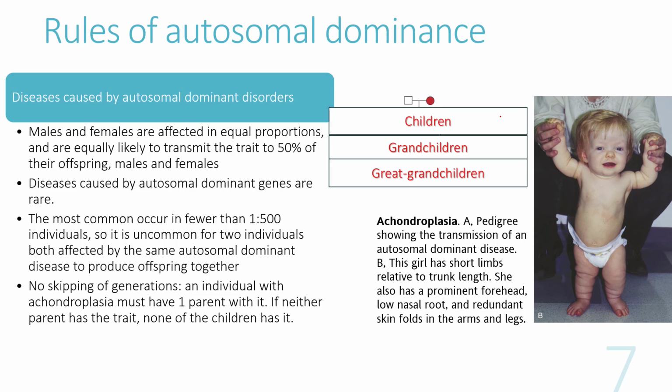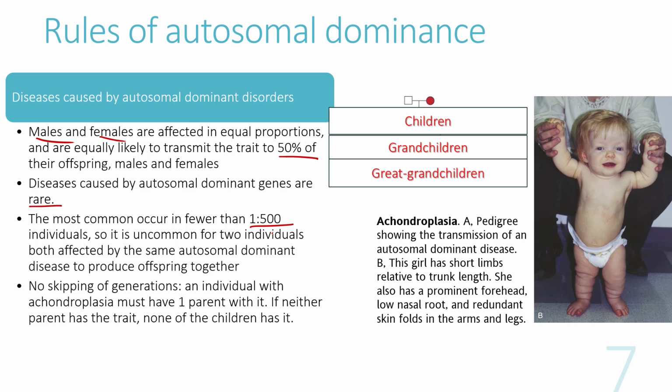So just some rules of autosomal dominance. We have here males and females equally affected. And if they're affected, they're likely to transmit it to half of their offspring, both males and females. Luckily for us, autosomal dominant diseases are rare, right? Most common occur in 1 in 500 individuals.